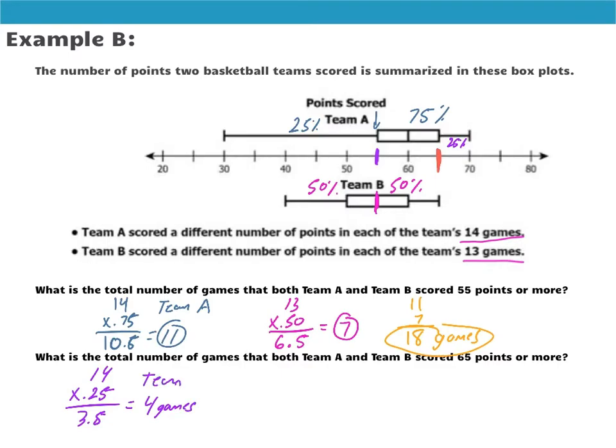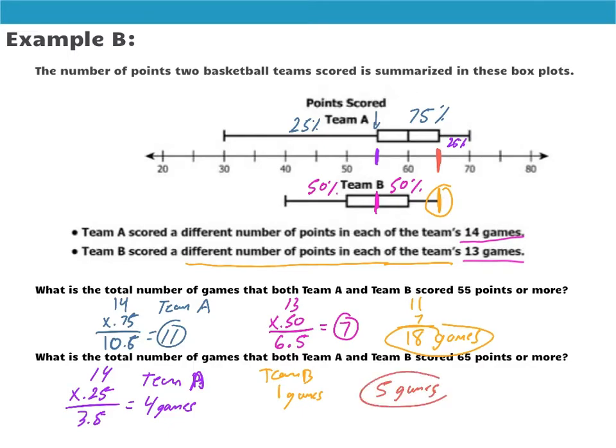Now we need to figure out how many games that is for Team B. Here's our mark here at 65 for Team B. Now, it doesn't look like they have any games above that, but it does have one game at 65 points or more. Because remember, it's going to have a different number of points in each of the team's games. So we know that that 65, that upper extreme, is going to stand for one game. So we're going to have Team B's mark as one game. Team B, 1, and Team A has got 4 games, so 1 plus 4 is going to give us a 5-game total for the answer to that question.